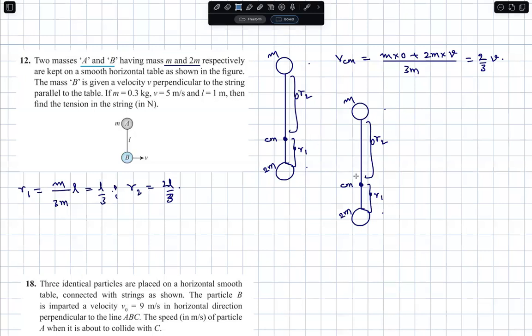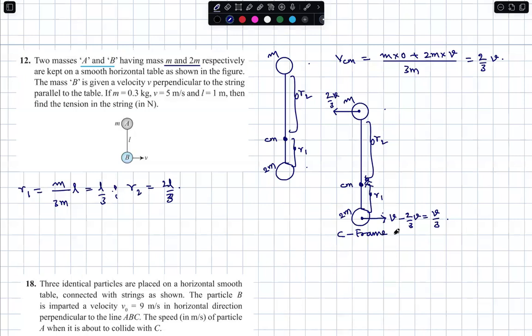in the C frame of reference. I am now in the C frame of reference. So I'll see that this one will be moving with velocity v minus 2 by 3v, which is nothing but v by 3. Whereas this is moving with 2 by 3v, because in fact you are moving with 2 by 3v velocity. This is in the C frame of reference.